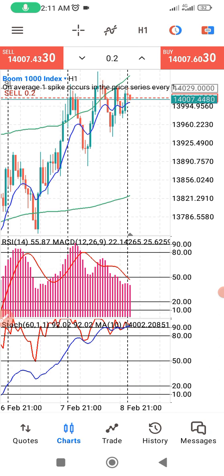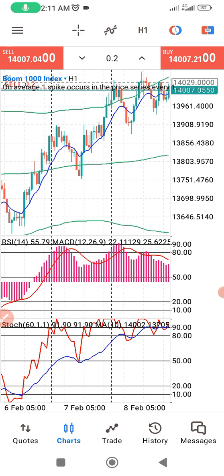Okay, so today we want to look at how to buy Boom 1000, Boom 500, and Boom 300. How to buy Boom 1000, how to buy Boom 500, and Boom 300. That is what we are looking at today.